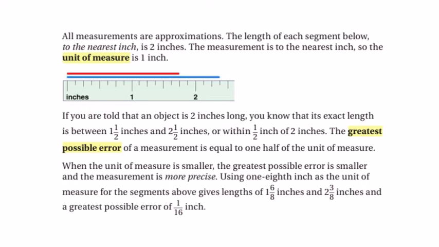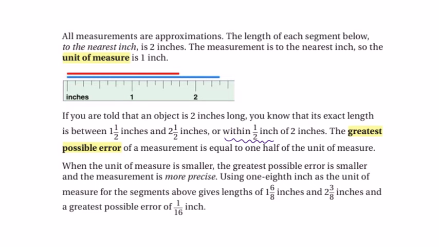The length of each segment below, the red and the blue one here, to the nearest inch is 2 inches. Notice the blue is a little bit longer here, and the red is a little bit shorter. So the measurement is to the nearest inch, and the unit of measure for this example is 1 inch. If, however, you were told an object is 2 inches long, you know its exact length is between 1.5 and 2.5 inches, or within ½ inch of 2 inches.